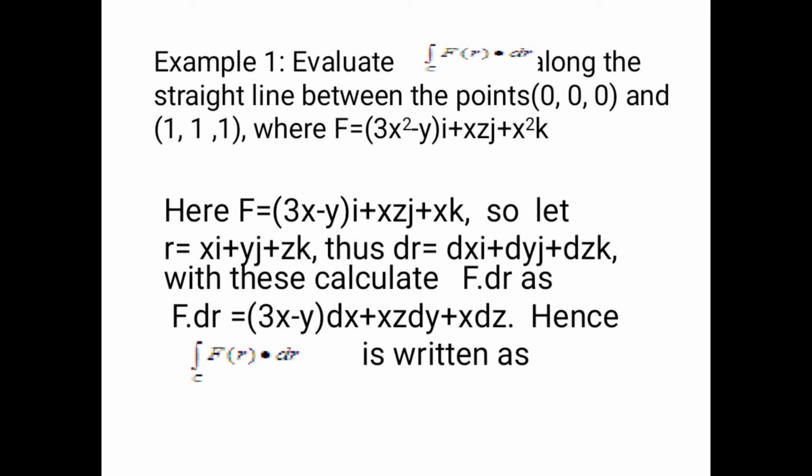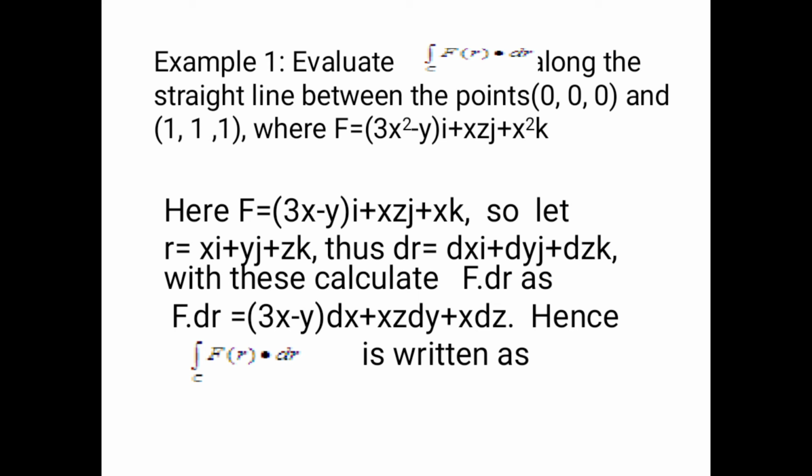Note that here F is a function of three variables x, y, z. So the force F is in XYZ space or 3D space. Hence we take r is equal to xi plus yj plus zk, and its differential coefficient will be dr is equal to dx into i plus dy into j plus dz into k. With this F and dr, we calculate F dot dr as (3x square minus y) into dx plus xz into dy plus x square into dz.